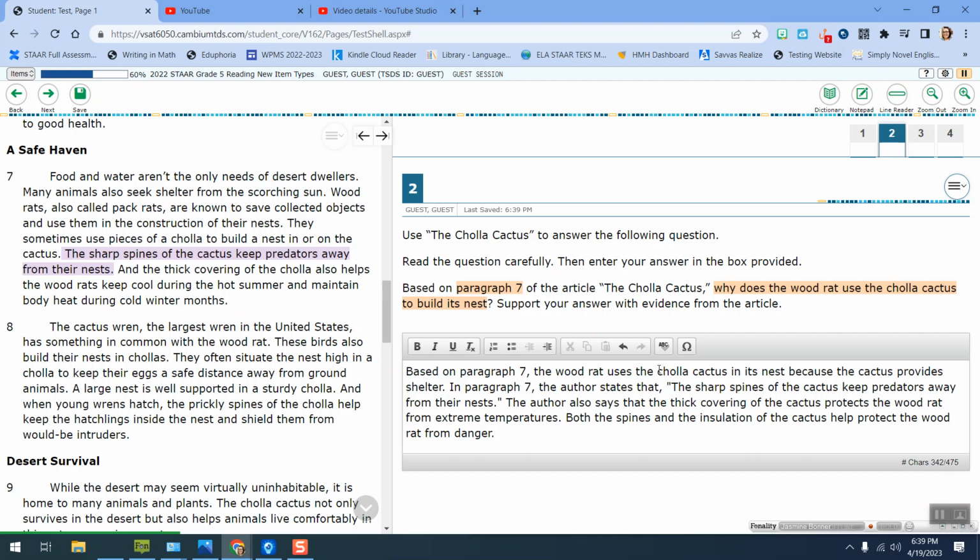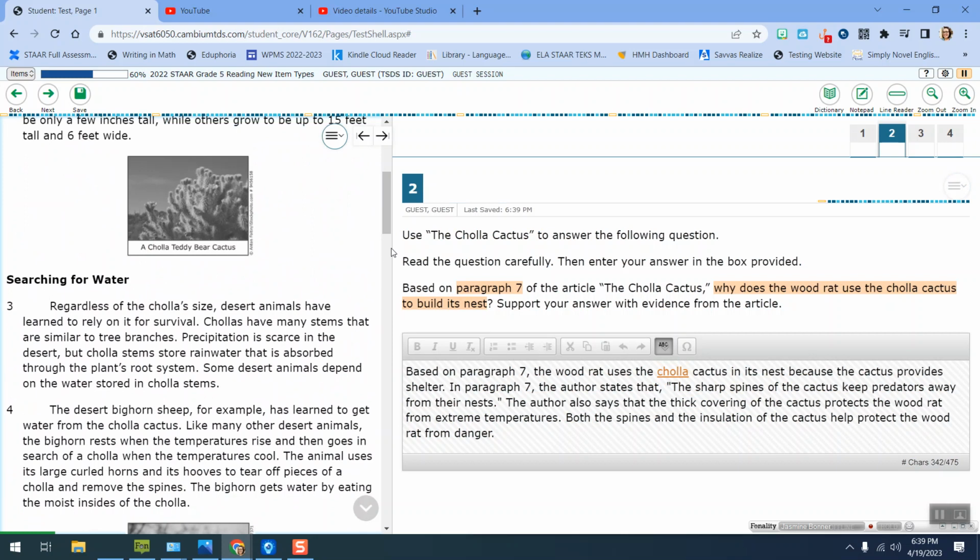Now, 2 things. If I have spell check, I'm going to click the spell check to see if I have anything misspelled. You'll notice here that cholla is highlighted as being misspelled because it's a foreign word. I can go back and look in the passage and make sure that I've spelled it the correct way. And I can also see that I don't have to capitalize it. So I know it's correct the way it is. I'm going to just click and leave it alone.